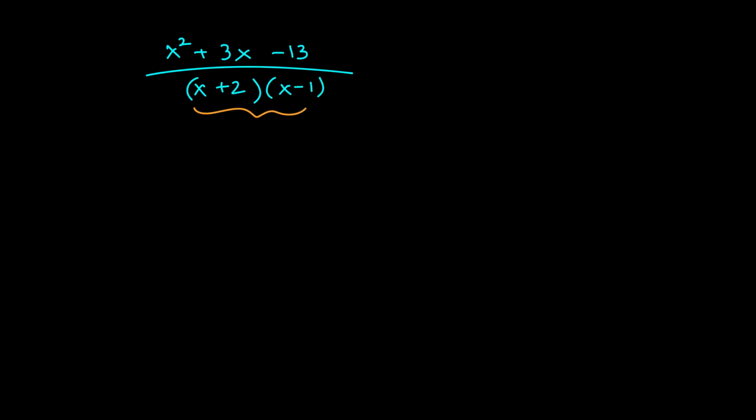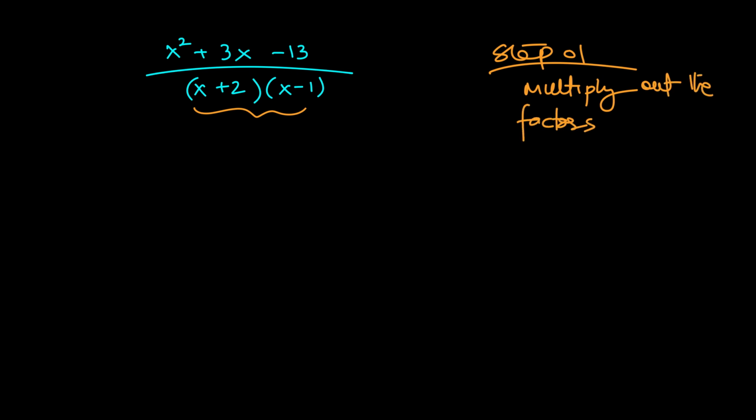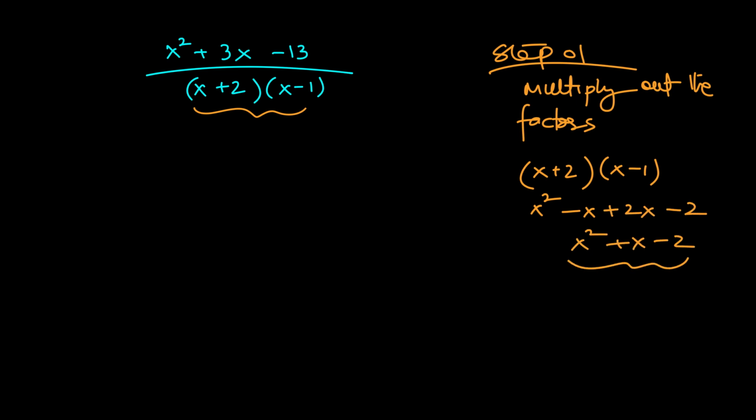Step number 1 is multiply out the denominator. What does the denominator consist of? It consists of two linear factors. So multiply out the factors as much as possible because we have to carry out algebraic division. So x plus 2, x minus 1 after multiplication becomes x squared minus x plus 2x minus 2, which is x squared plus x minus 2. This is the divisor.